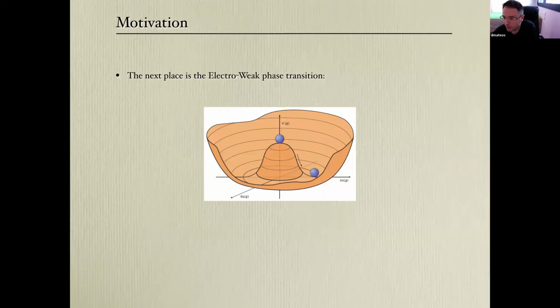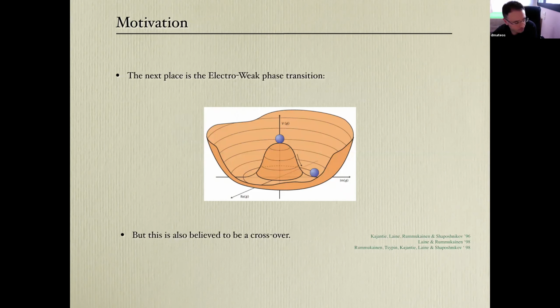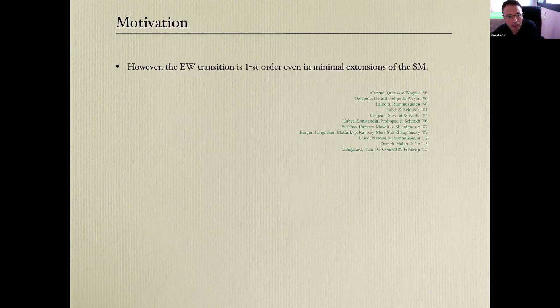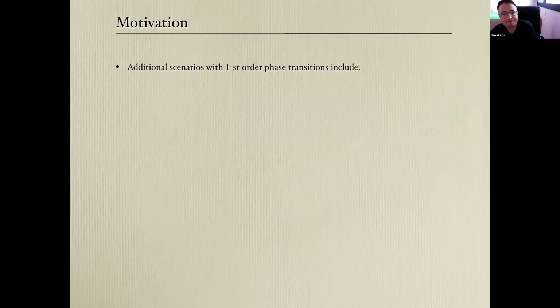So the next place that you might look at is the electroweak transition, okay? Where the Higgs condenses. But this is also believed to be a crossover. However, it turns out that even minimal extensions of the standard model do have first order phase transitions. There are several models of this type. And that's not the only scenario where first order phase transitions appear. There are two more, at least, that I want to mention.